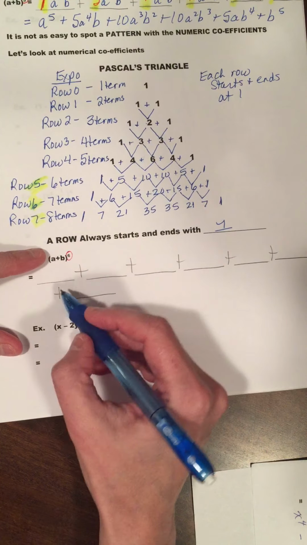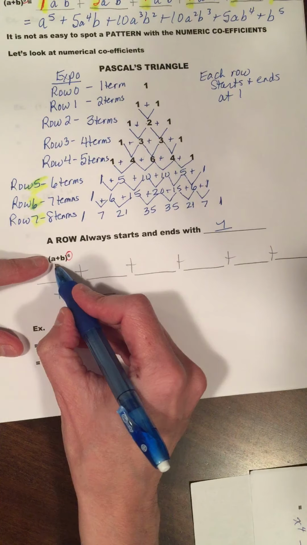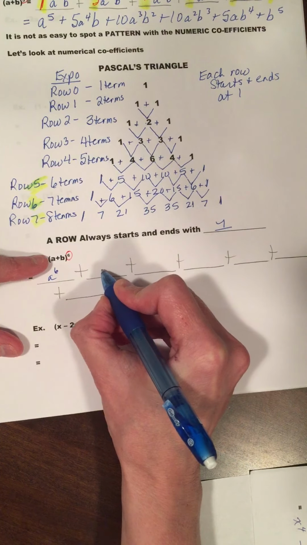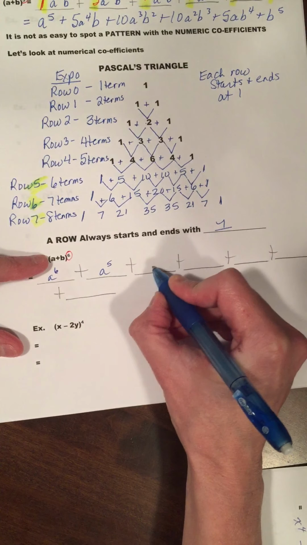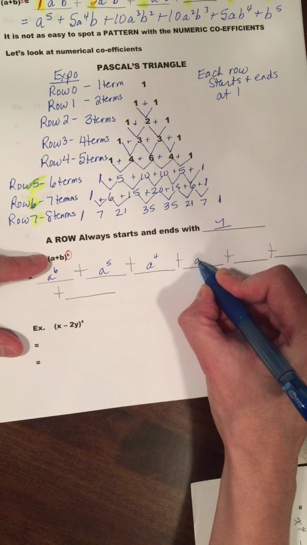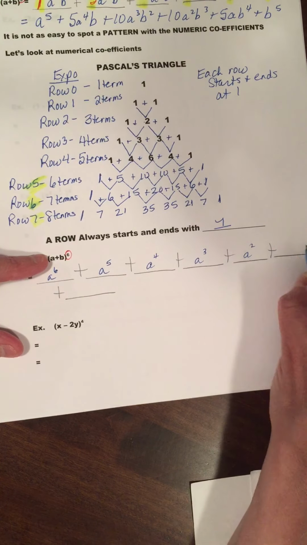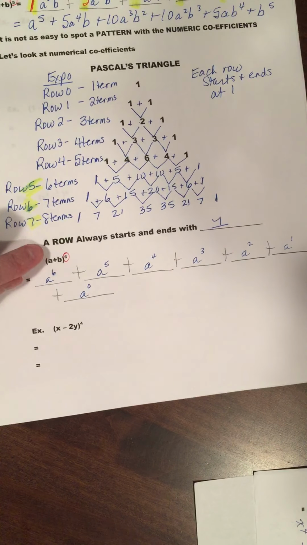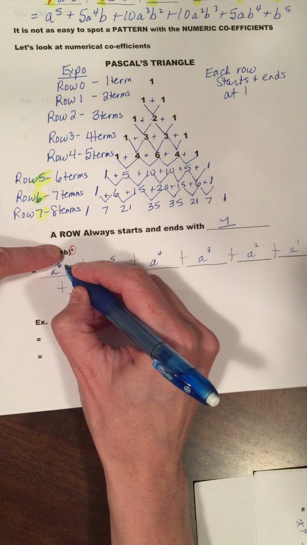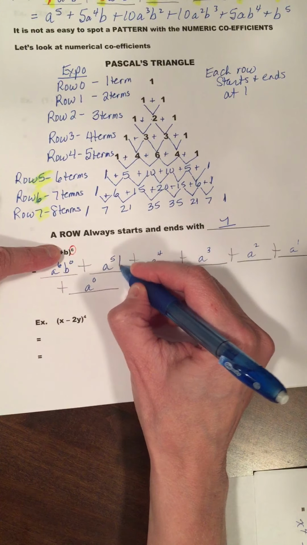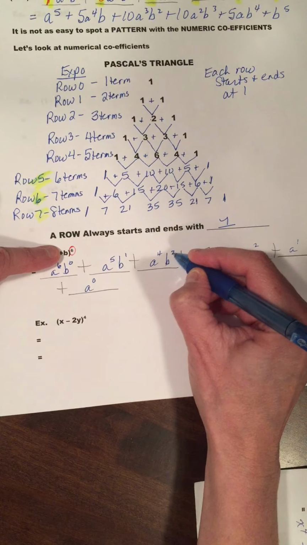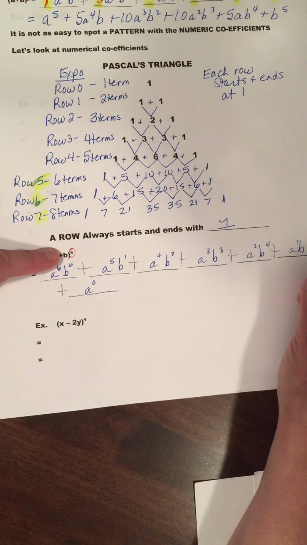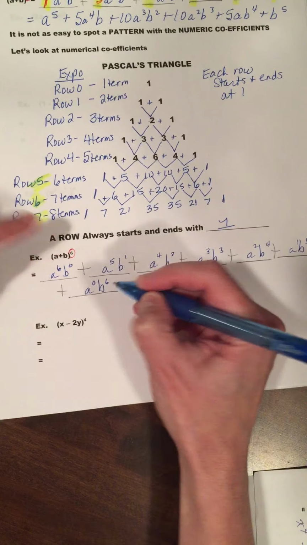Second thing that I do after I draw out how many terms, I start working with my first term. A to the 6, A to the 5, descending, right? A4, A3, A2, A to the 1, A to the 0. I work with the second term. Ascending, B0, B1, B2, B3, B4, B5, B6.